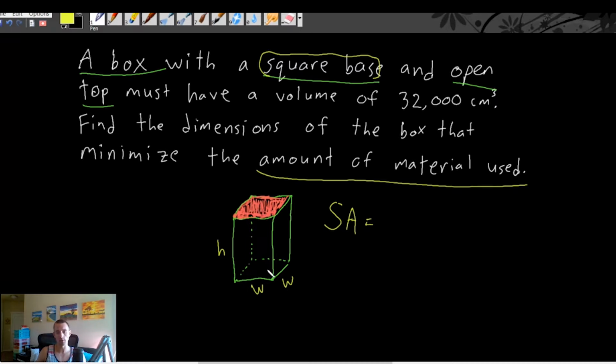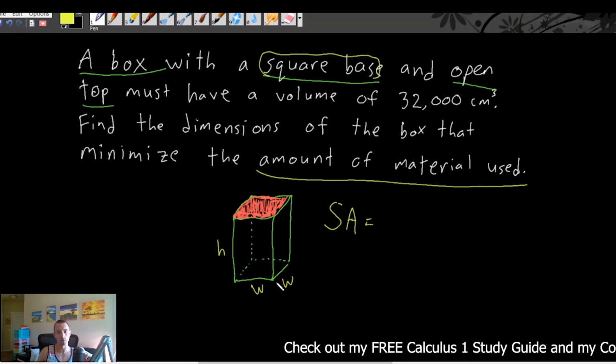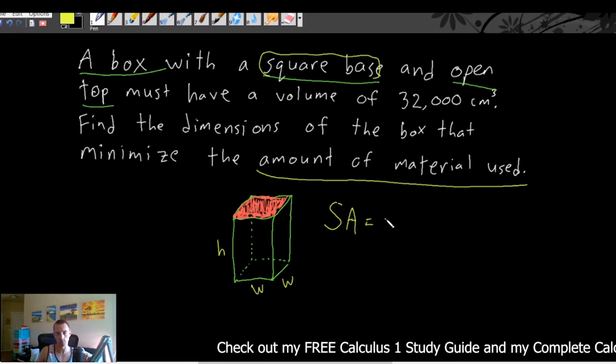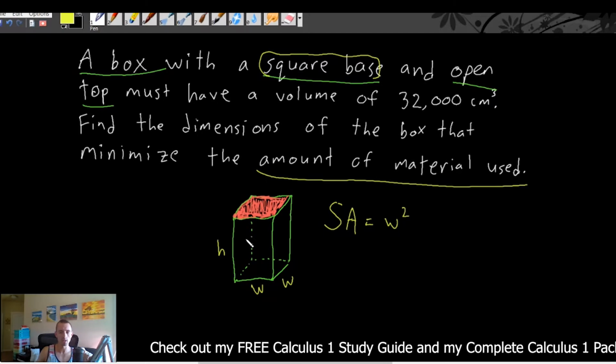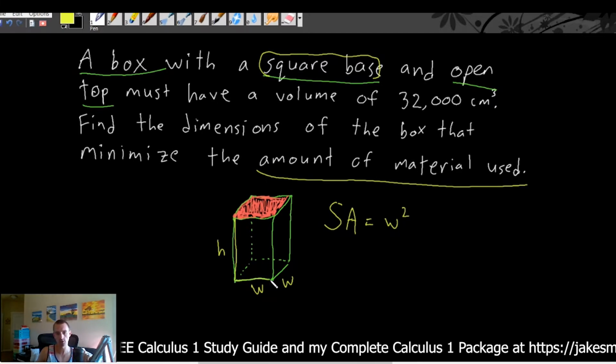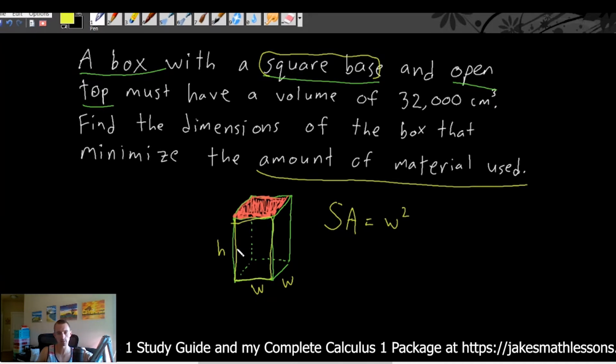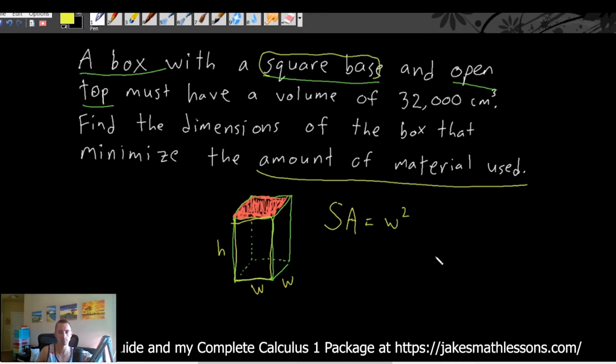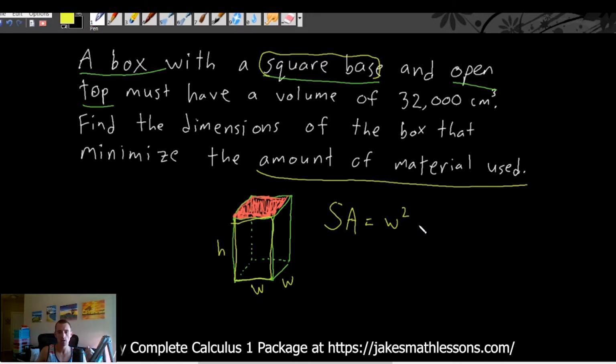So the surface area is going to be the sum of all of the areas of these 4 rectangles and the square base. So the square base is going to have an area of W times W, so W squared. And then each of the 4 sides of this rectangle is going to have an area of H times W, right? Because it's just a rectangle. Height times width is going to give us the area of that.